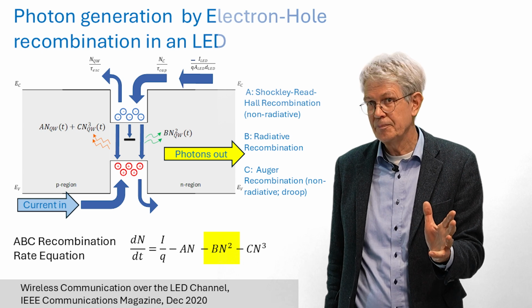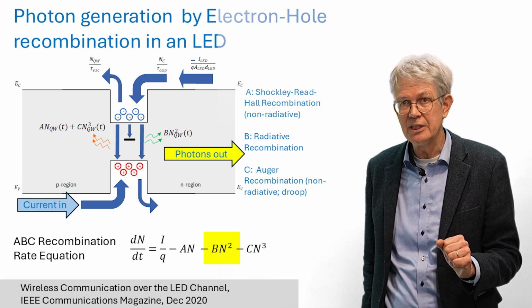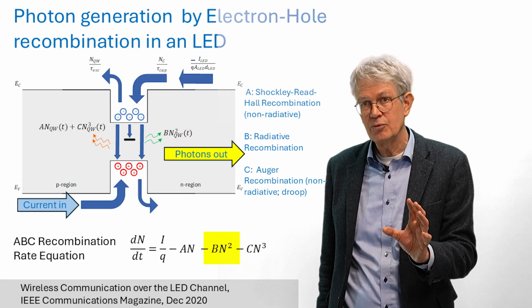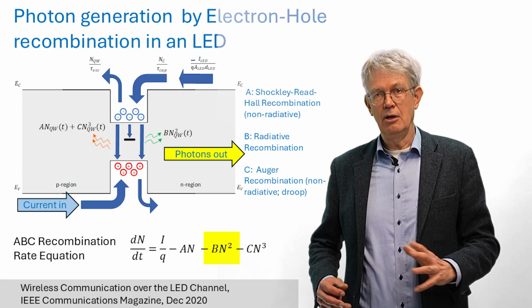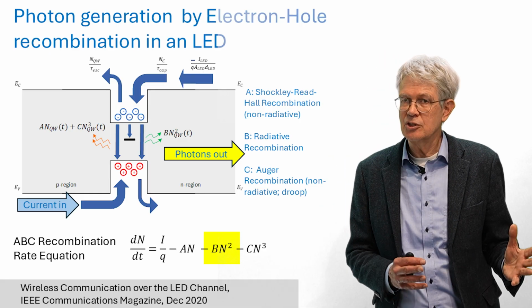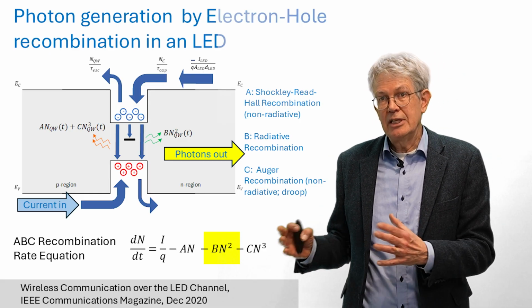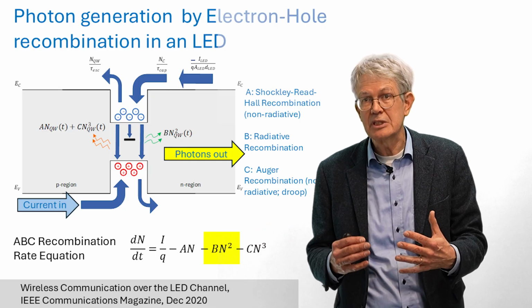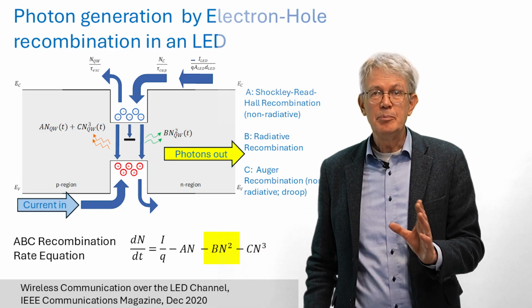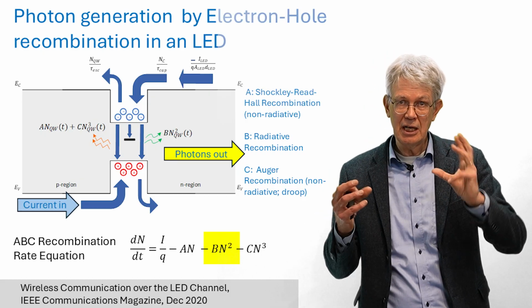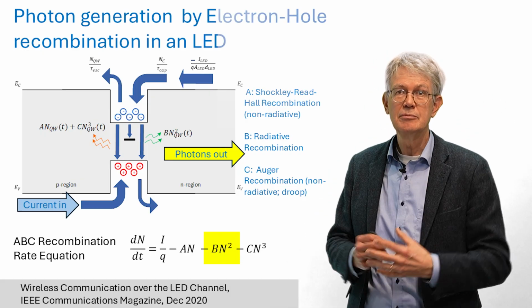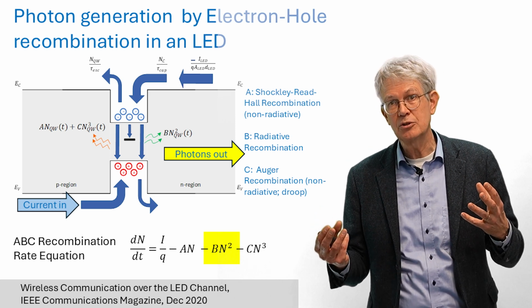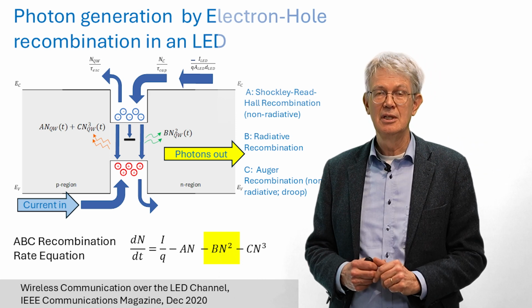Shockley, Read, Hall were the people who first wrote about this effect. It's non-radiative. So this A times N, the first term here, is a loss effect. But it's only relevant if N is relatively small. If N is larger, if we have more holes and electrons, the B term and the C term become more important because there's N squared and there is N cubed. B times N squared. That is when a hole and an electron find each other and a photon comes out. That's a recombination, and that is proportional to the number of holes and electrons, so there is an N squared.